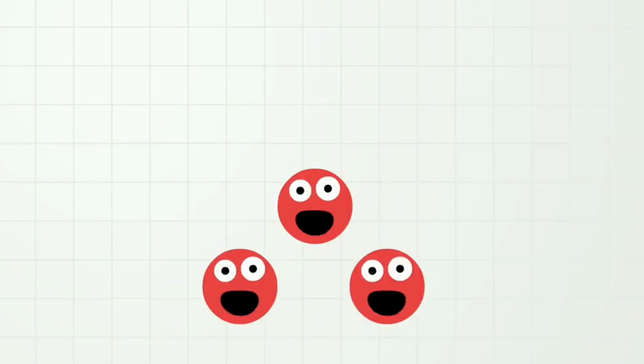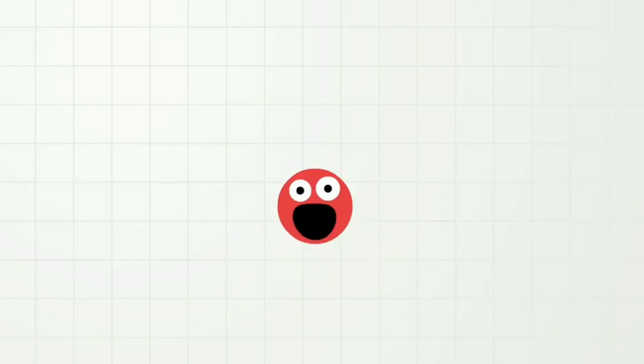That's right. There are 1, 2, 3 me's. And now, how many me's do you see? Yes, there is just one me. One whole me. Yay! But now, watch closely.